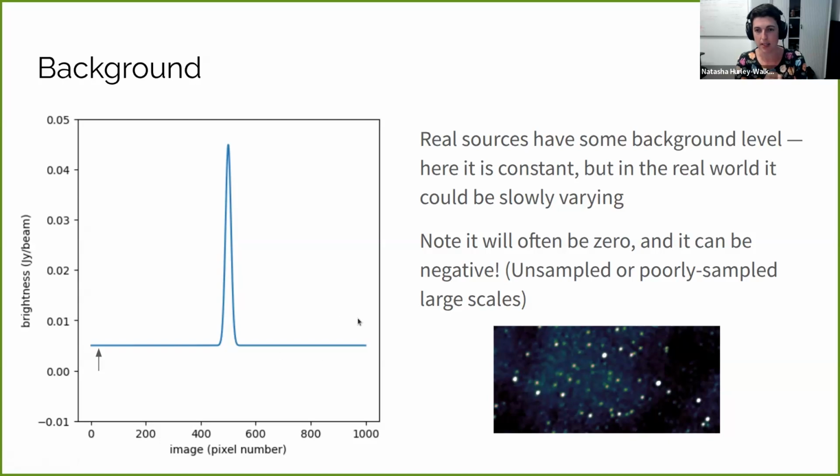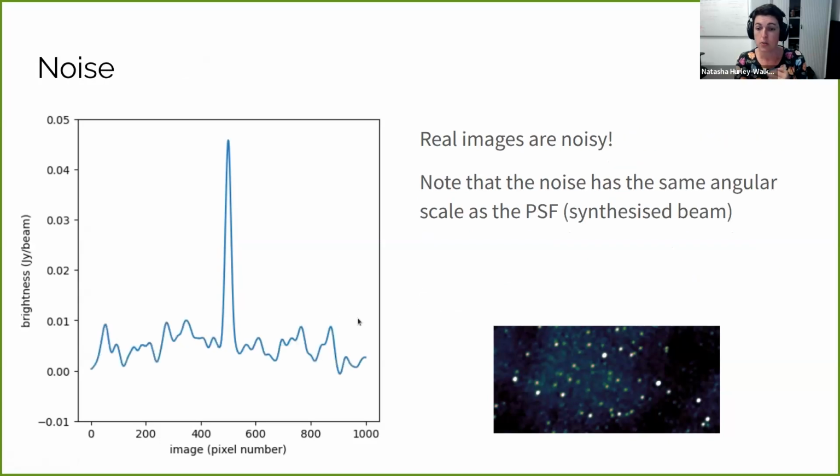And that's relatively easy to see in this example. There's also going to be noise. And again, notice in this image how the noise itself is also no smaller than the scale of the synthesized beam, the point spread function. We are always fundamentally insensitive to anything smaller than that. So the noise itself is varying on this same kind of spatial scale, dictated by the longest baseline.